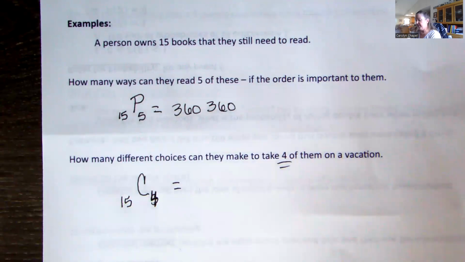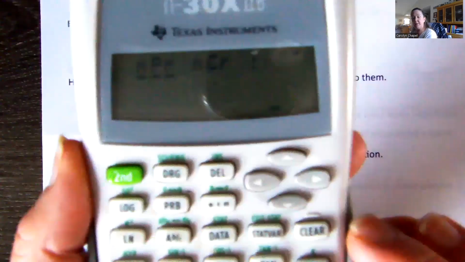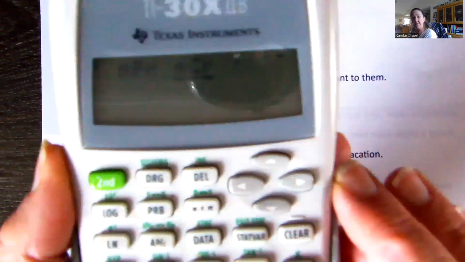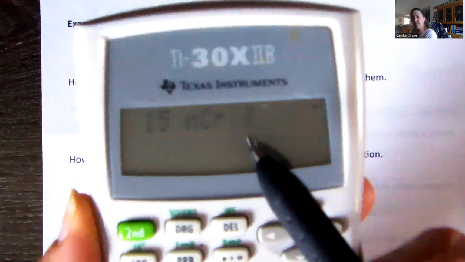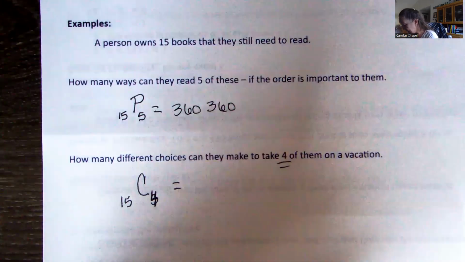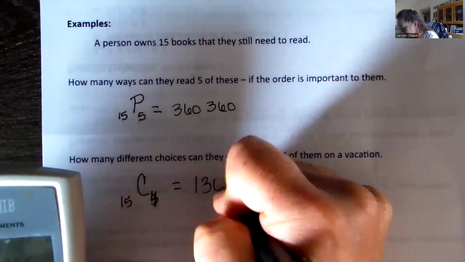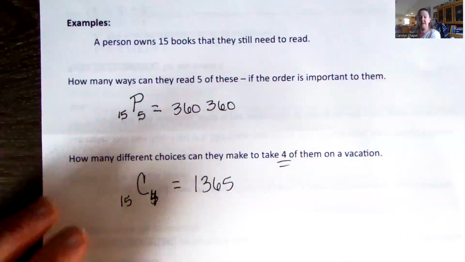So here we're going to do the 15 first. Then we'll hit that PRB button. I go over to my combination, that nCr. Hit my equal button to get it showing on my screen. Type in my 4, hit my equal button again, and I got 1365. So there are 1365 different ways we could choose 4 books to take on vacation.